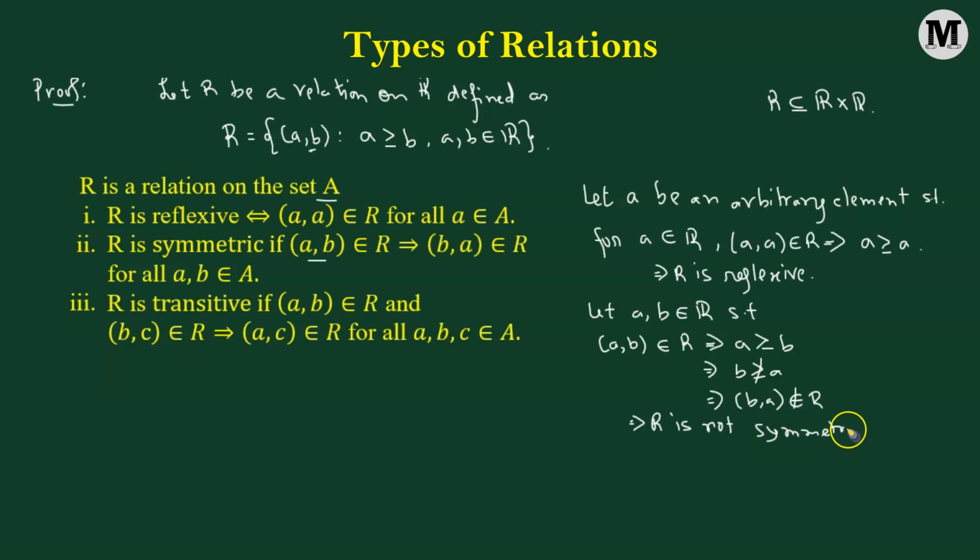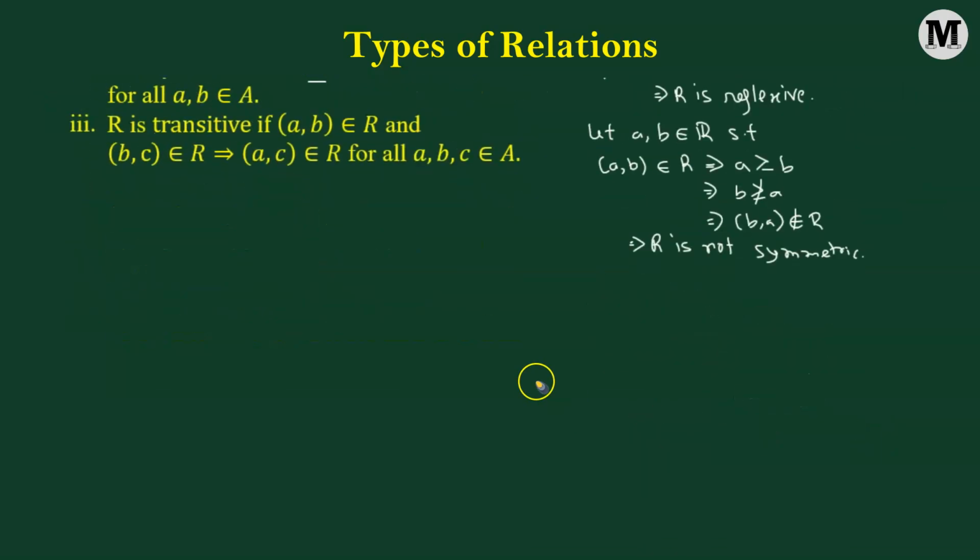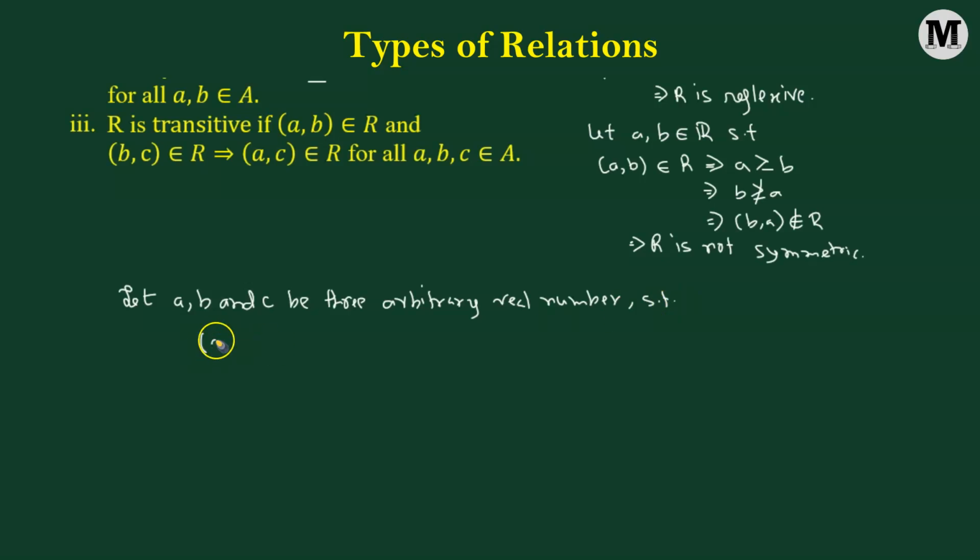Okay, now coming to the third one, where we check for transitivity. Here we're going to consider three elements, let them be a, b and c. Let a, b and c be three arbitrary real numbers such that we consider the ordered pair (a, b) belonging to the relation R and the ordered pair (b, c) belonging to the relation R. We must be able to show that (a, c) also belongs to the relation R. That means we must show that a is greater than or equals to c.